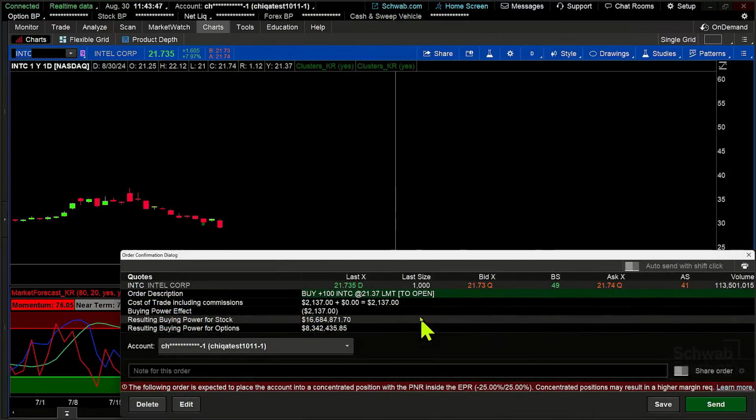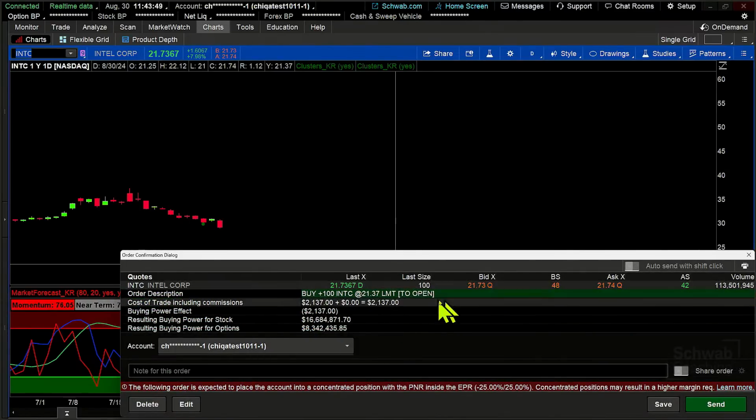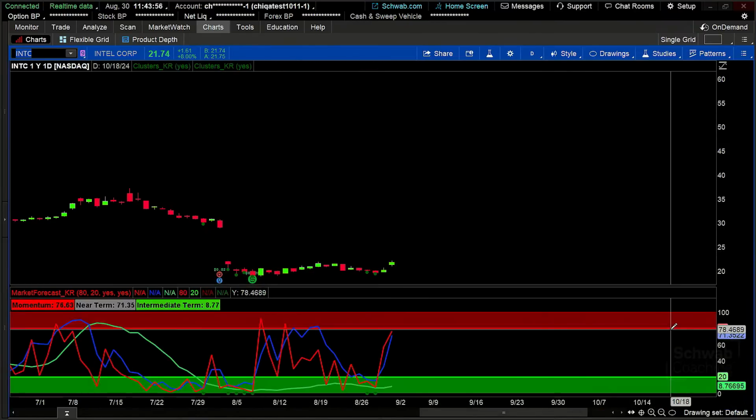We'll click on buy. Again, 100 shares long. We'll read through, make sure that we're aware of any transaction costs. We'll click on send and fire that order off based on that bullish cluster.